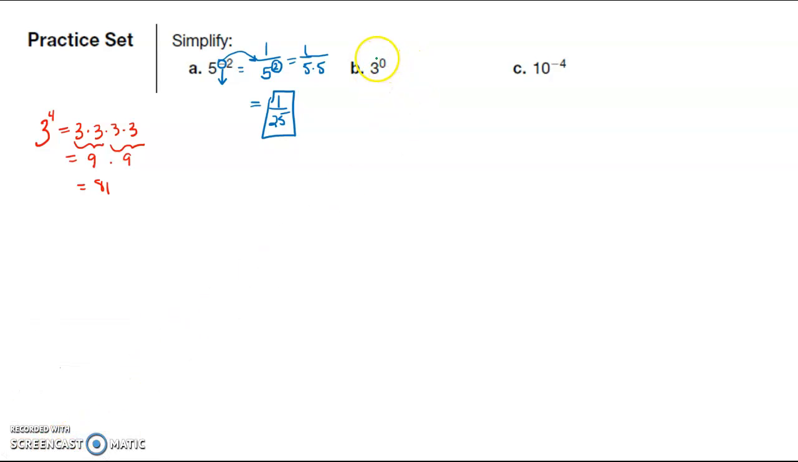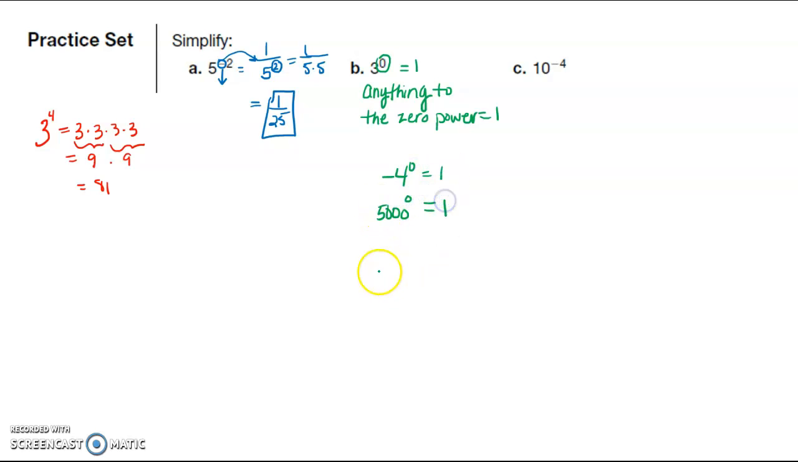Here you see you have 3 to the 0. You might want to write this in your spiral: anything to the 0 power is equal to 1. You could have -4 to the 0 power, that equals 1. 5,000 to the 0 power is equal to 1. 452 to the 0 power is 1. All equal to 1.